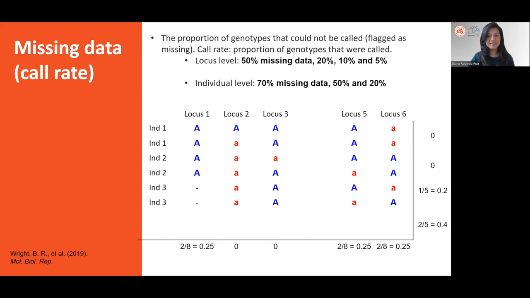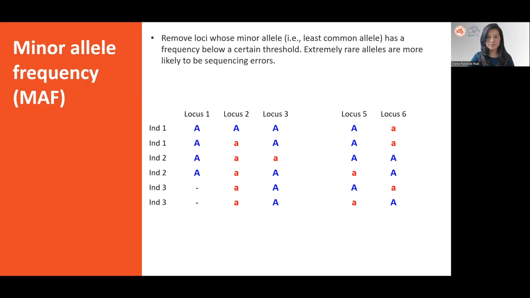Common thresholds for these filters are, for locus level, 50% of missing data as the least stringent filter, because it would only remove loci with 50% or more missing data. Also 20%, 10%, and 5%, which is the most stringent because it will remove loci with as little as 5% missing data. And for individual level, 70% missing data, 50% and 20%. What about minor allele frequency?